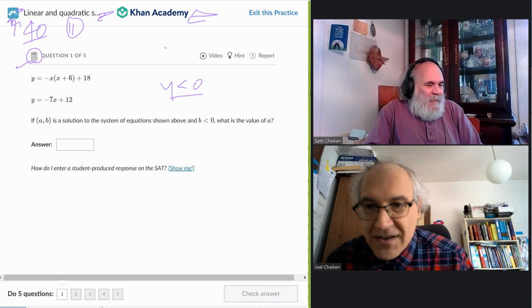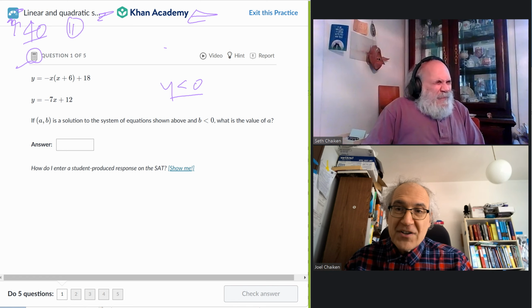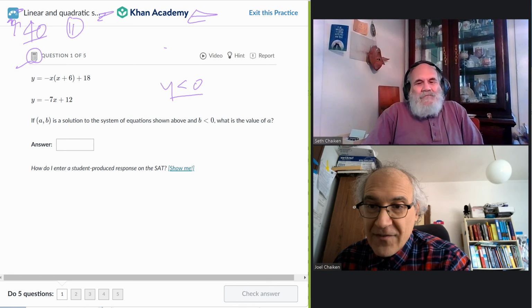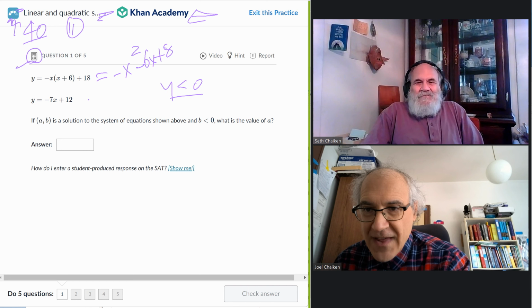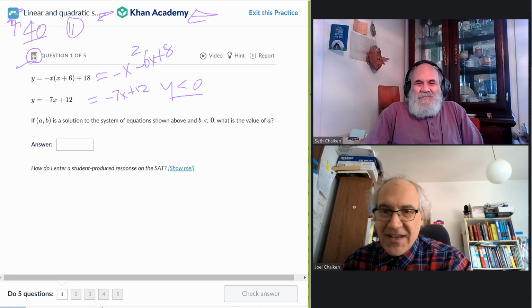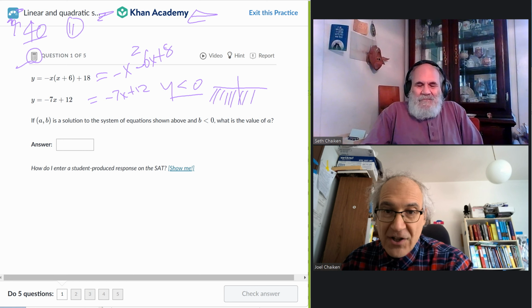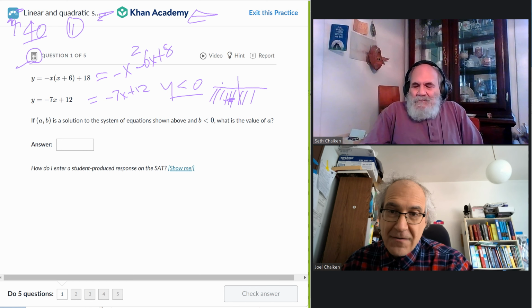So if you were going to do it graphically, you would graph both of these equations. You may have to write this as x squared minus 6x plus 18. You would graph that, and you would graph negative 7x plus 12. Where they intersect below the x-axis, because b has to be less than 0, is the answer.